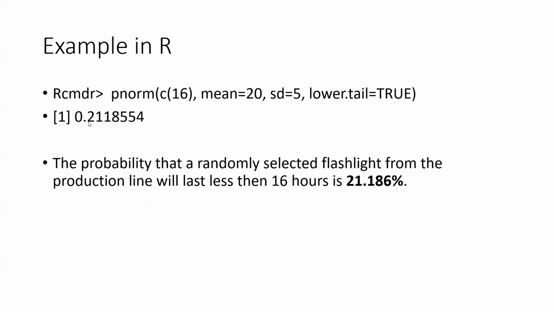So we need to move the decimal point over 2 places. And once we've completed that step, we can now state our findings. The probability that a randomly selected flashlight from the production line will last less than 16 hours is 21.186%. We carried the decimal point over 2, and then we rounded this 5 to 6. So 21.186%.